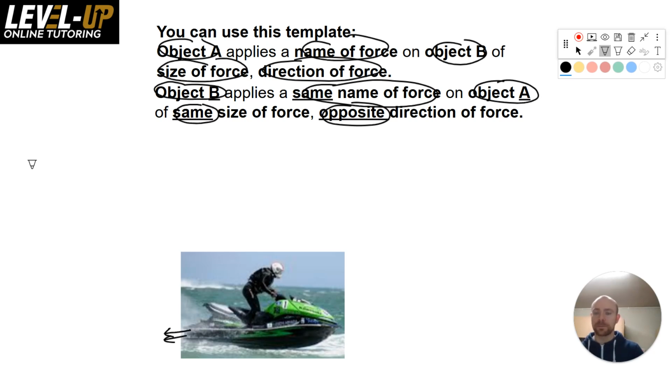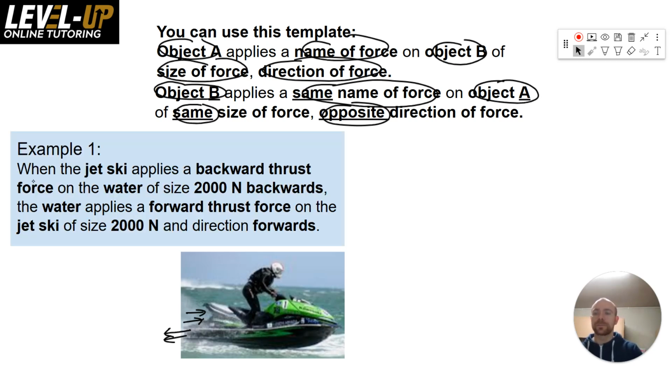A thrust force is pushing that water backwards. As a result, the water will also produce a thrust force on the jet ski. And that force is going to be in the opposite direction, to the right. They are going to be the same magnitude. So how can I apply this template to that example?